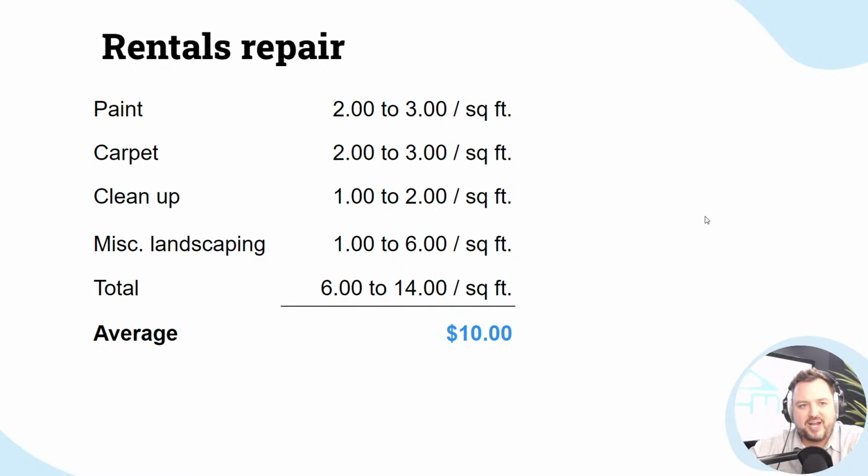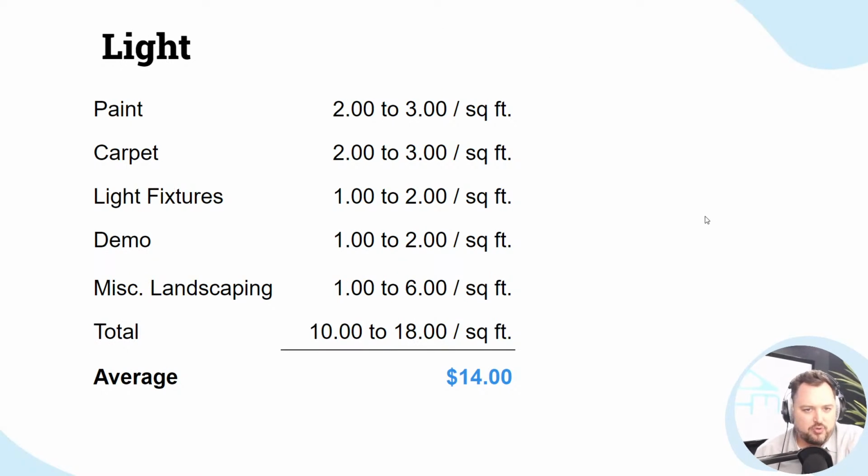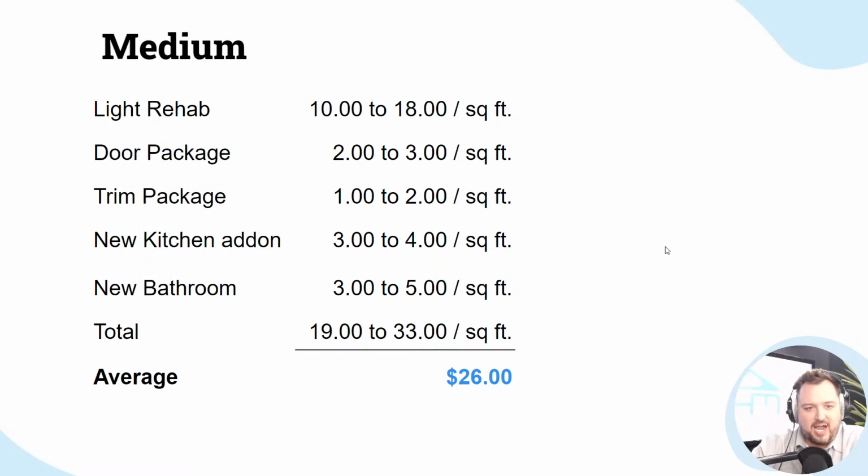Okay, now in a light rehab, $2 to $3 for paint, $2 to $3 for carpet. Light fixtures, $1 to $2. Demo, $1 to $2. Landscaping, $10 to $18. You'll see some of these are the same, but basically you could say an average. So basically, if you had a property that was 1,000 square feet, you would plan on $14 a square foot. You would plan on spending that on a price per square foot for the entire project.